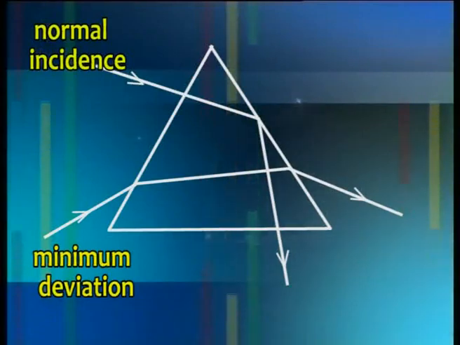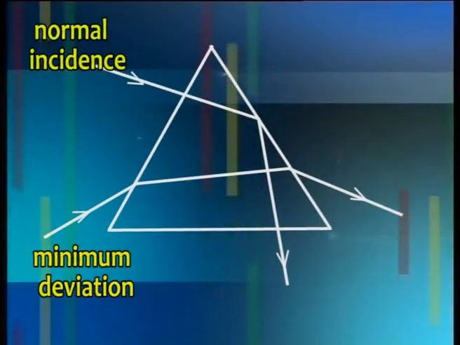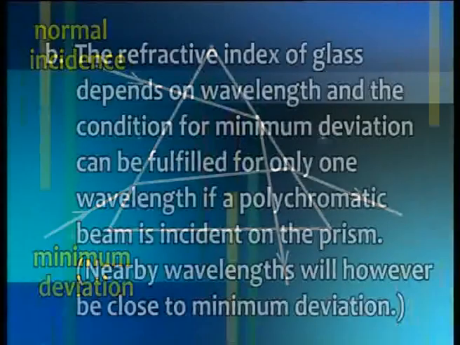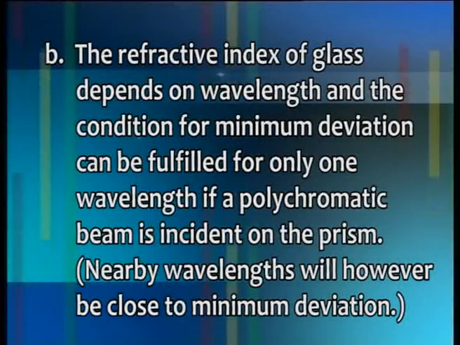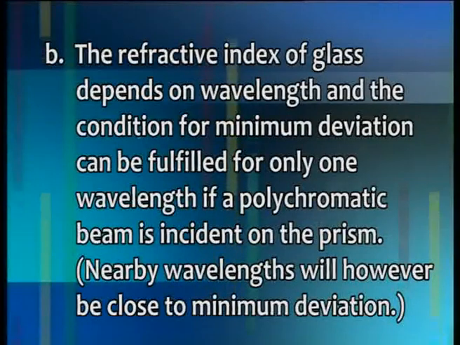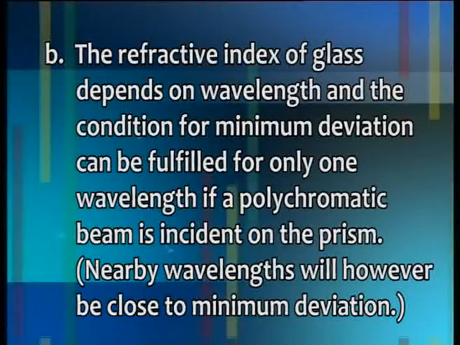The second part was to explain why for a parallel beam of white light, minimum deviation occurs only for one wavelength. Well, we have conditions for this as well. The refractive index of glass depends on the wavelength of the light, and the condition for minimum deviation can be fulfilled only for one wavelength if you use a polychromatic beam of light on the prism. So it has to do with the refractive index of the prism and the conditions necessary for this to take place. Nearby wavelengths will be close to minimum deviation. This is what we were expecting. This is the ideal solution from our consultants.